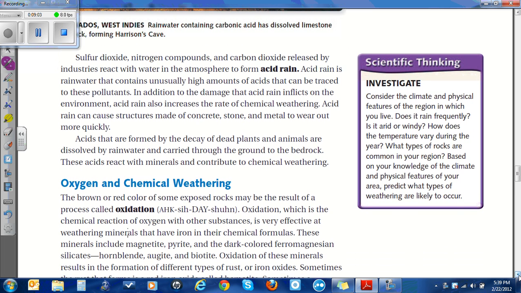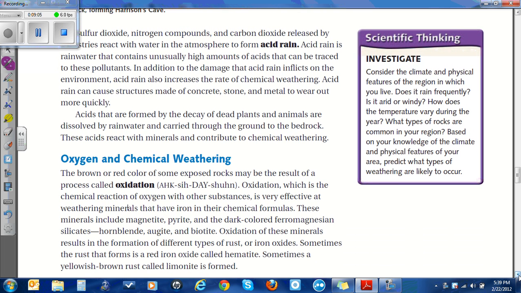Acids that are formed by the decay of dead plants and animals are dissolved by rainwater and carried through the ground to the bedrock. These acids react with minerals and contribute to chemical weathering.